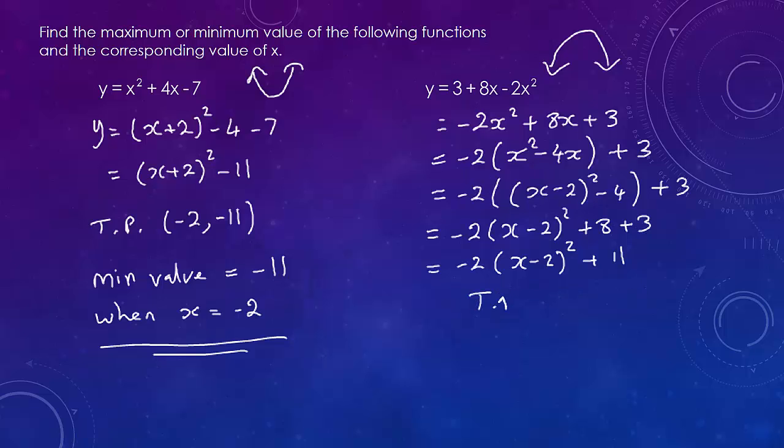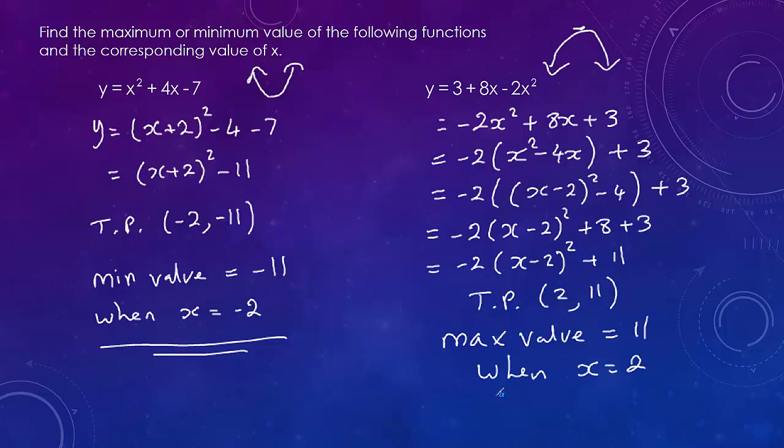So the turning point here is at (2, 11). And so we have a maximum value. Remember, this would be a maximum up here. So a maximum value is equal to 11. And that happens when x is equal to 2.